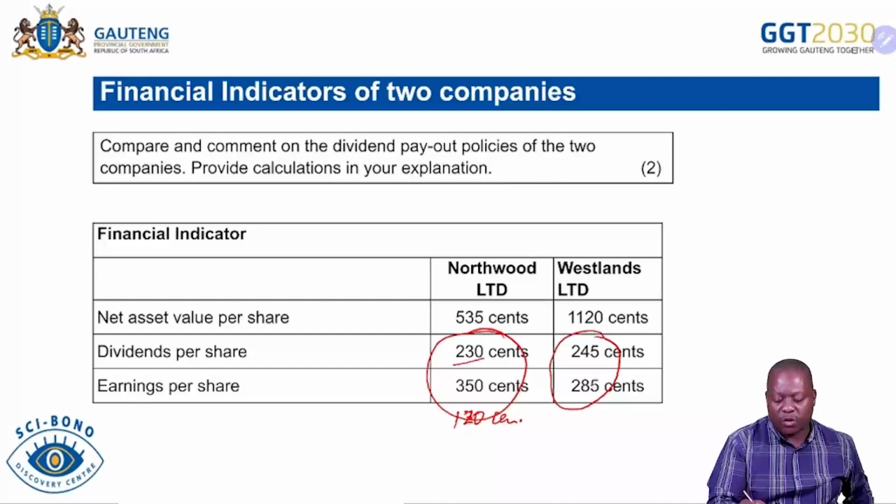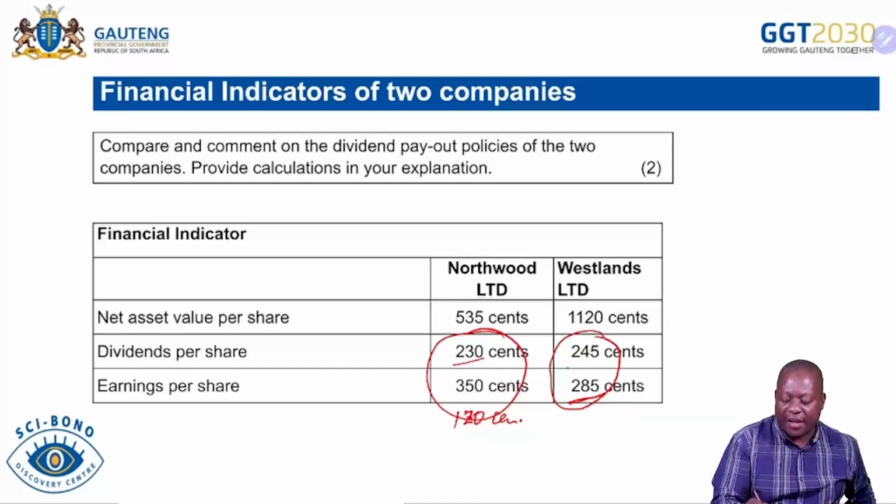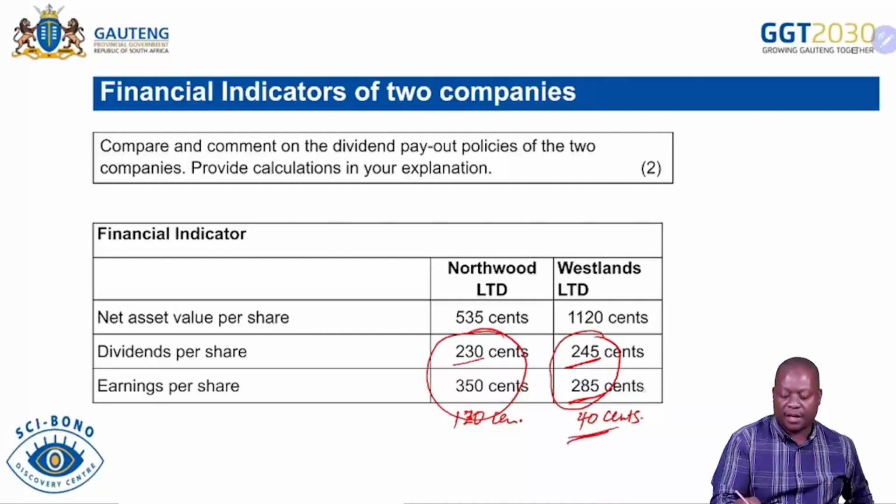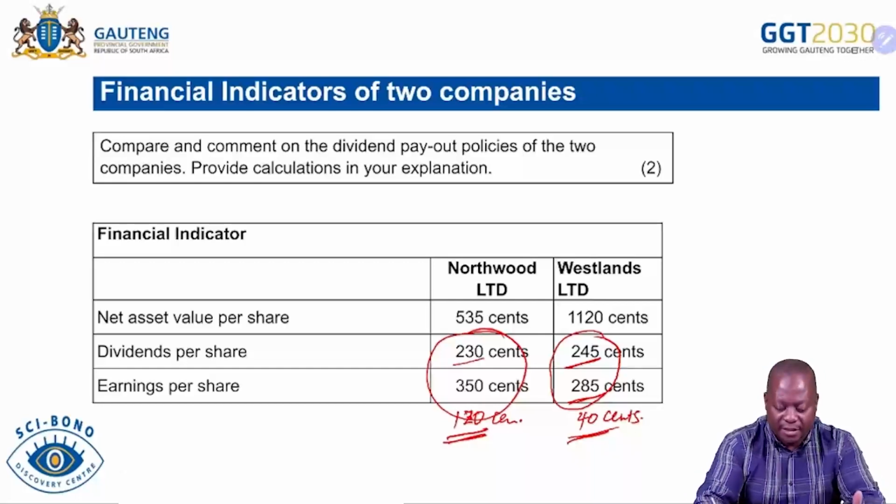But let's look into Westland Limited. They earned 2.85 Rand. And out of that, they are giving away 2.45 Rand. What does that mean? It means they are only retaining the difference between the two, which is 40 cents. Retaining 40 cents, retaining 120 cents.